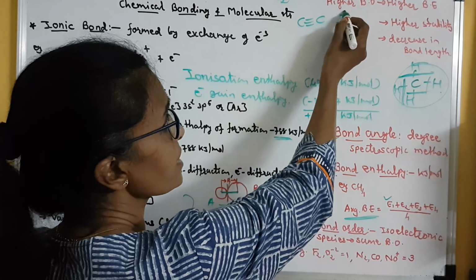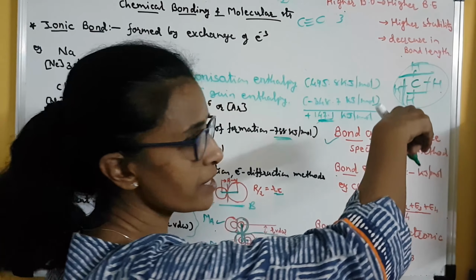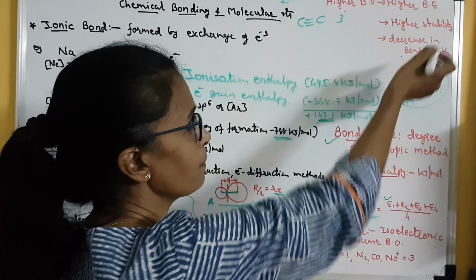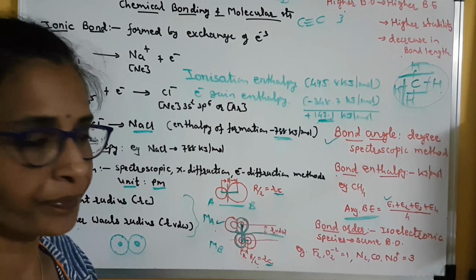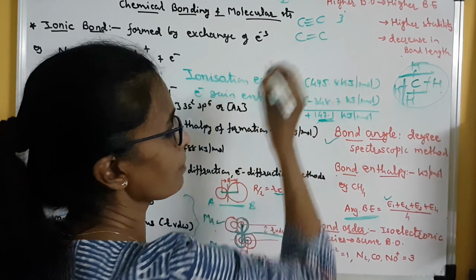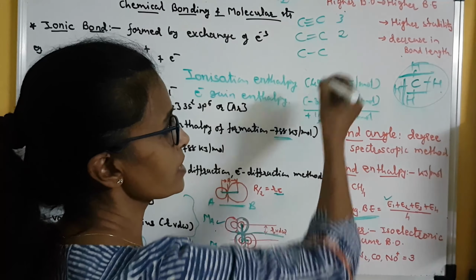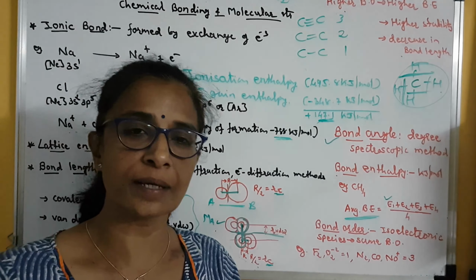Clear? So an increase in bond order means a decrease in bond length. If bond length decreases, bond enthalpy increases. And if bond enthalpy increases, then stability increases. Is it clear? So the carbon-carbon triple bond is more stable because it has higher bond enthalpy. It has a shorter bond length compared to a carbon-carbon double bond. Here bond order is 2. If we take carbon-carbon single bonds, then the bond order is 1. So bond order means the number of bonds in the molecule.